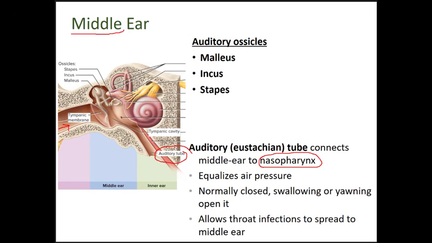But the purpose of this tube is to equalize air pressure. This is what feels blocked when you are ascending and descending during a plane ride. And so some people will plug their nose and sort of blow through their nose while their nose is closed to open up that auditory tube, because it is normally closed, and so opening it up helps to reduce pressure that you feel within your ear. Swallowing and yawning or chewing gum on a plane can sometimes do that as well.